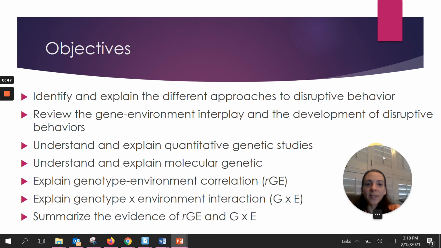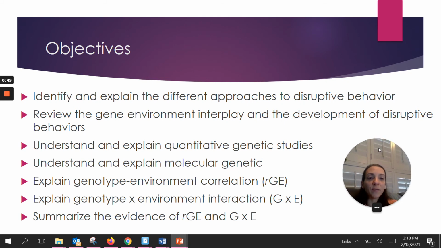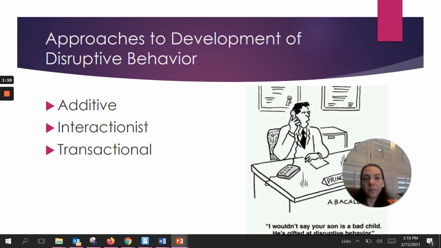So our objectives for today, we're going to identify and explain the different approaches to disruptive behavior. We're going to review the gene-environment interplay in the development of disruptive behaviors. We're going to understand and explain quantitative genetic studies. We're going to understand and explain molecular genetics. We're going to explain genotype-environment correlation. We're going to explain genotype times environment interaction. And we're going to summarize the evidence of these two.